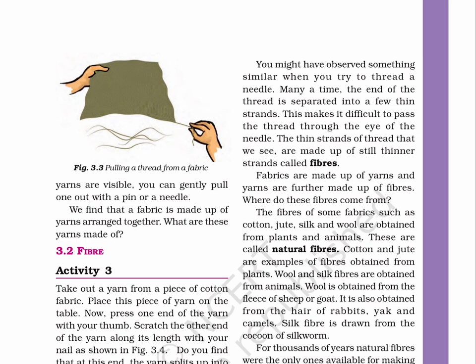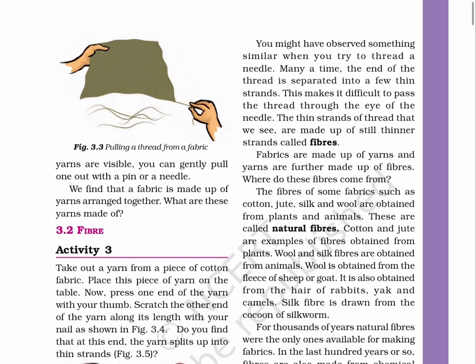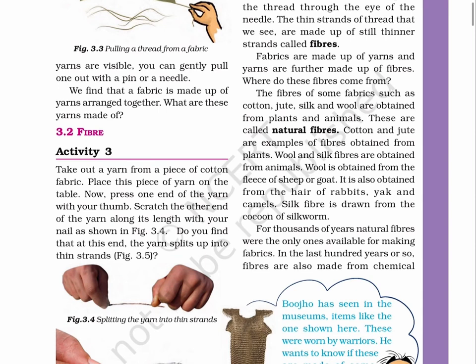You might have observed something similar when you try to thread a needle. Many a time, the end of the thread is separated into a few thin strands. This makes it difficult to pass the thread through the eye of the needle. The thin strands of thread that we see are made up of still thinner strands called fibers. Fabrics are made up of yarns and yarns are further made up of fibers. Where do these fibers come from?